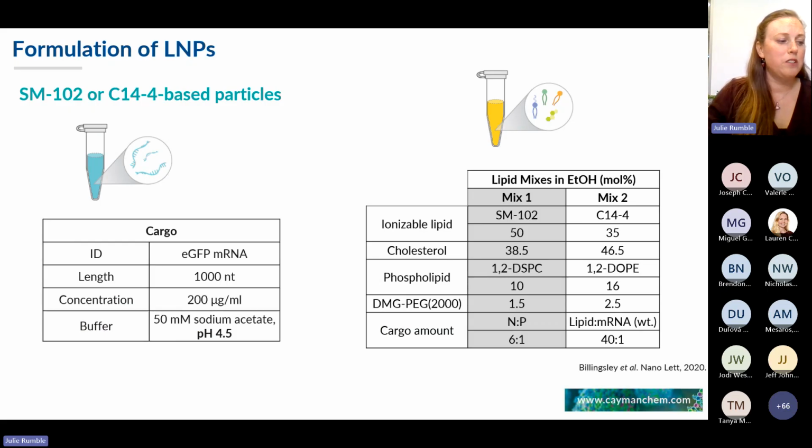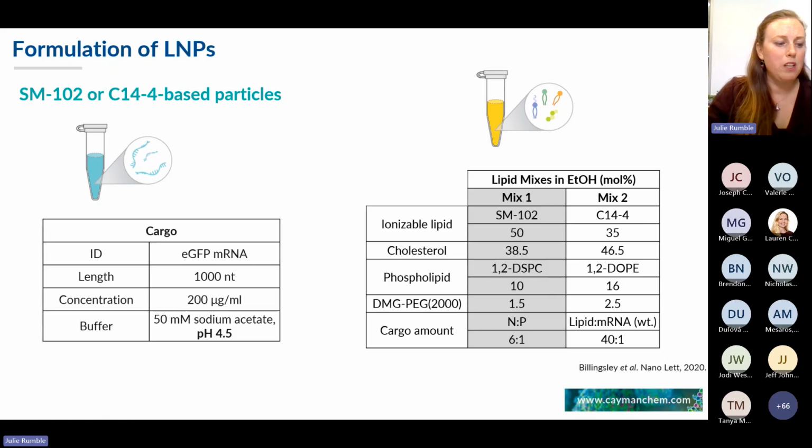To work towards this end, we made LNPs using two of the lipids Dawn described earlier. In our LNPs, we encapsulated mRNA encoding EGFP, as this is a perfect reporter for evaluation of expression by flow cytometry. mRNA was diluted in an acidic aqueous buffer. Two separate lipid mixes were made in ethanol. SM-102 was mixed similarly to Moderna's Spikevax, while C14-4 was formulated as previously described in the literature.